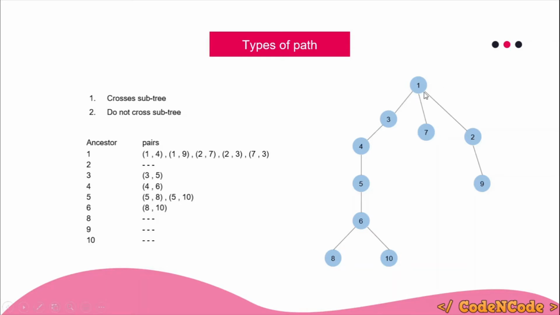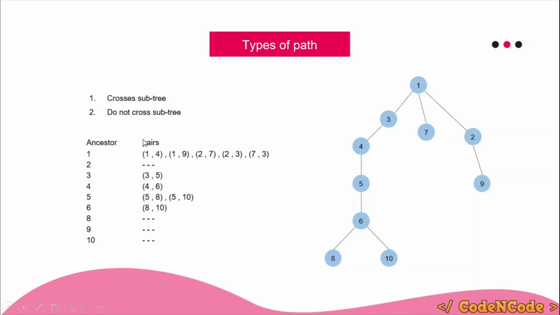It is simply the count of the number of nodes which are at distance 2 from this node. So how many nodes are there at distance 2 from node 1? There are 2, 4 and 9. So here you see 1-4 and 1-9. It is easy to count the pairs which do not cross the subtree. For those which do cross the subtree, there is a little tricky implementation.